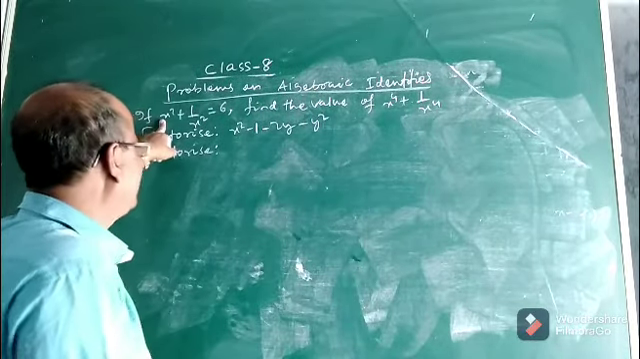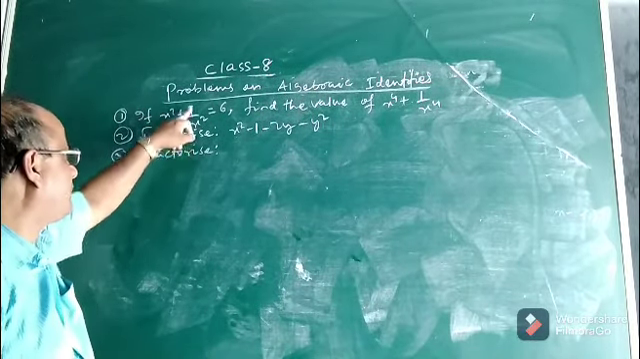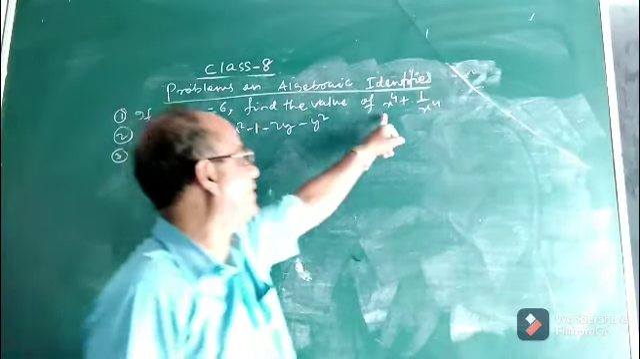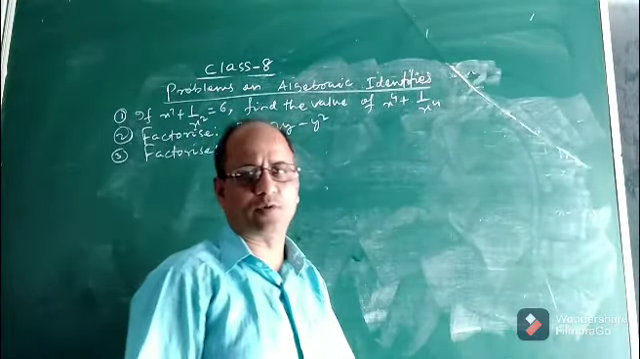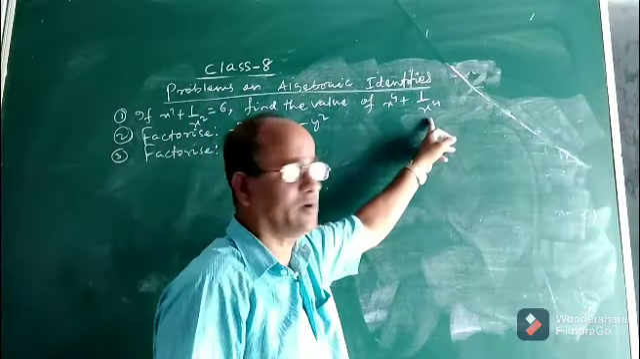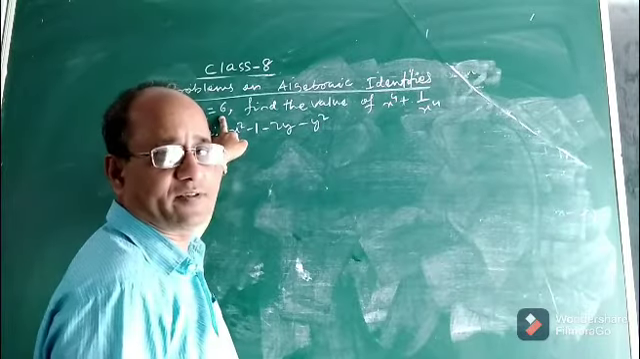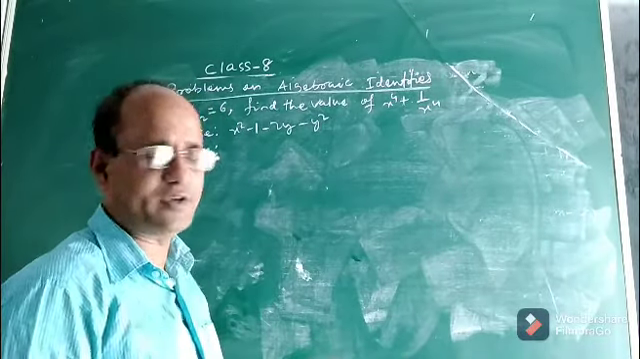Suppose you are given the value of x square plus 1 by x square equal to 6. Find the value of x to the power 4 plus 1 by x to the power 4. How can you find the value of this algebraic expression if you are given that the value of this expression is 6? So what is the procedure, you see?